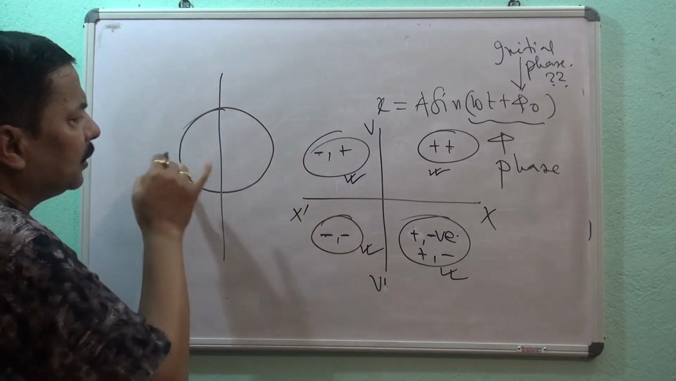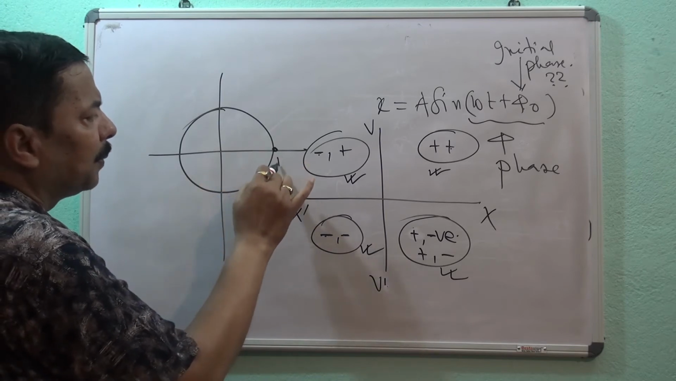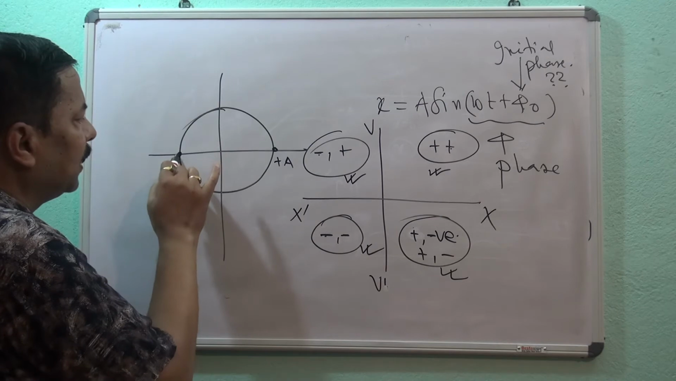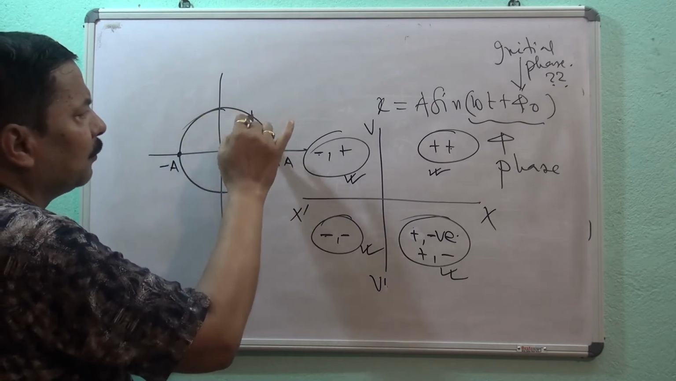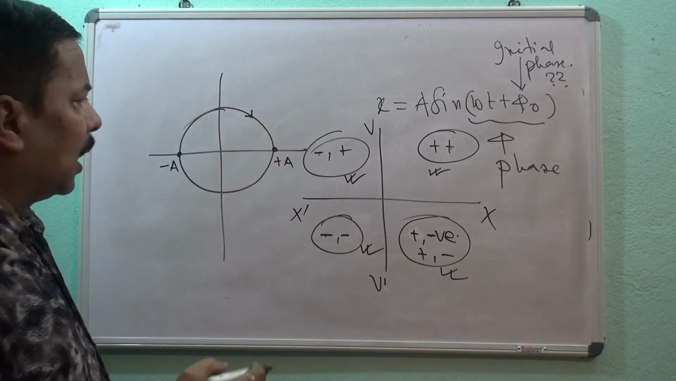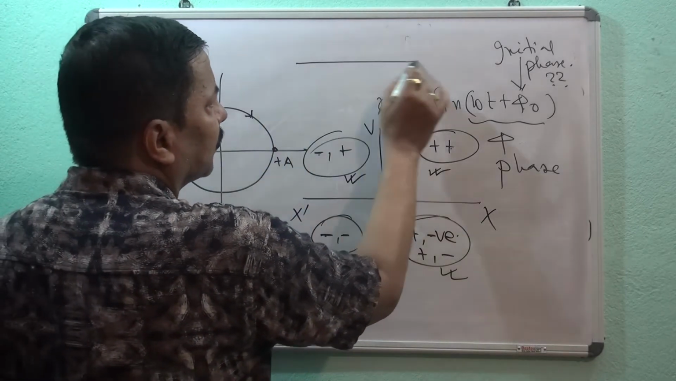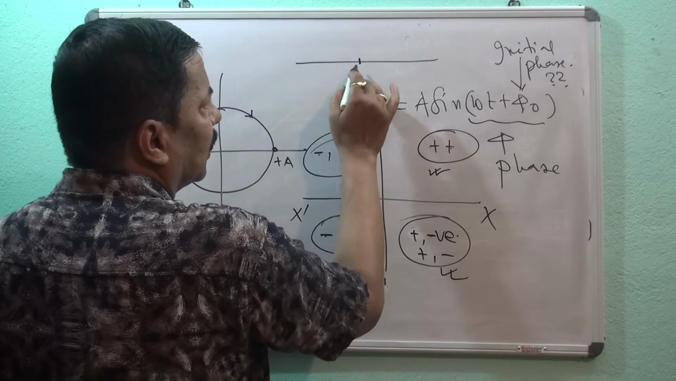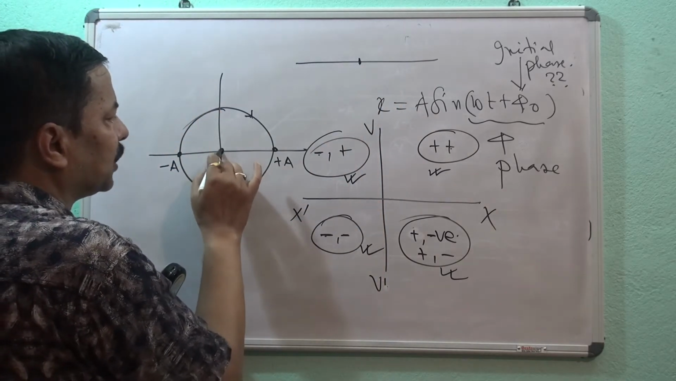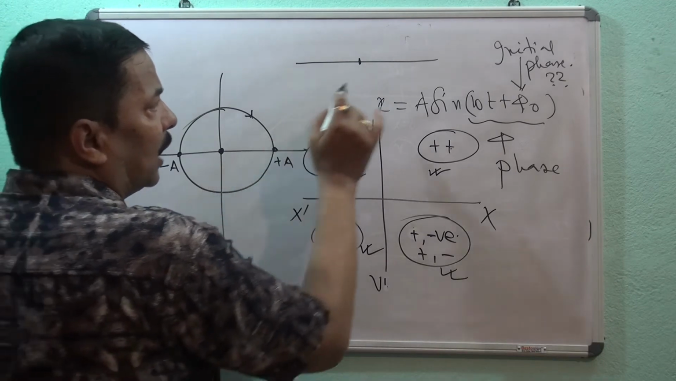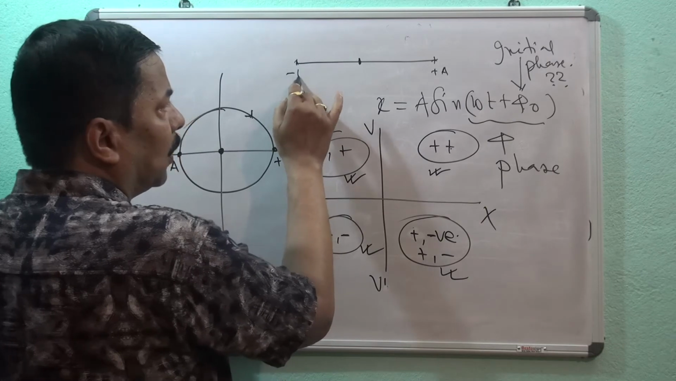And in this circle you will take this. Here it will be plus a, here it will be minus a, and your sense of rotation will be clockwise. For every position on the axis, distance we are measuring from the mean position. Here this will be your mean position, origin, and this side plus a and this side minus a.